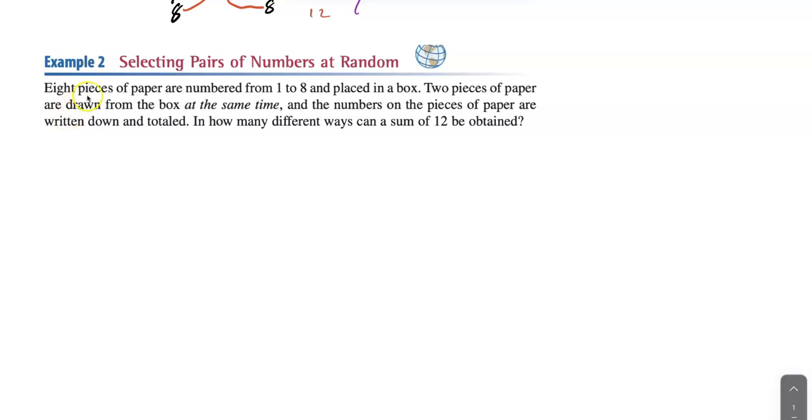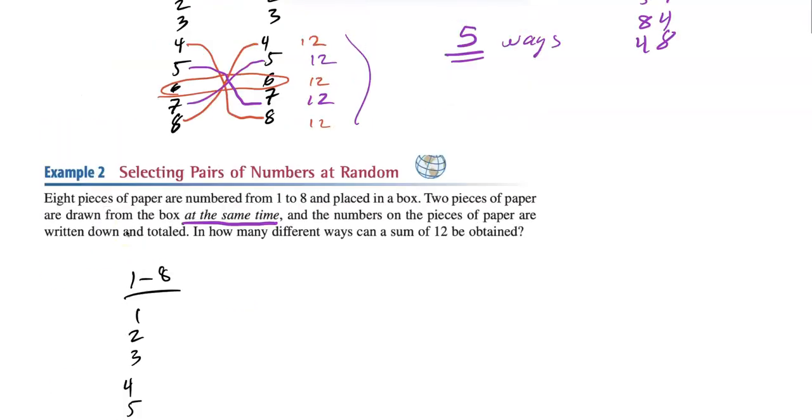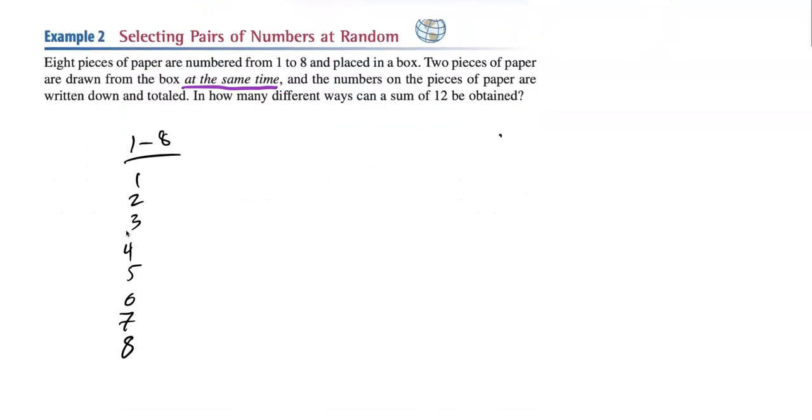How about if we do it again, but in this case, 8 pieces of paper are numbered from 1 to 8 and placed in a box. Two papers are drawn from the box at the same time. So in this case, when we list our numbers, 1, 2, 3, 4, 5, 6, 7, 8, it's only from this pile here. So what was our list before? Our list was 6, 6, 7, 5, 5, 7, 8, 4, and 4, 8.